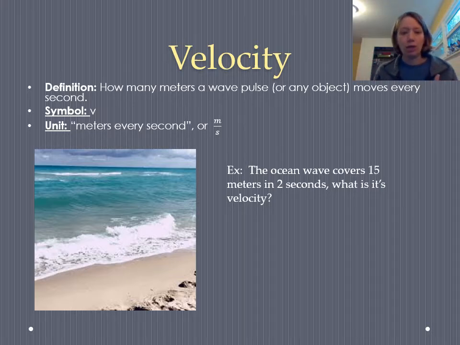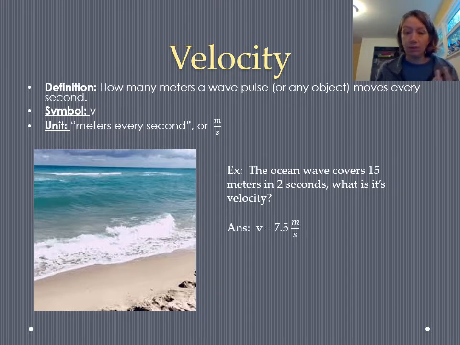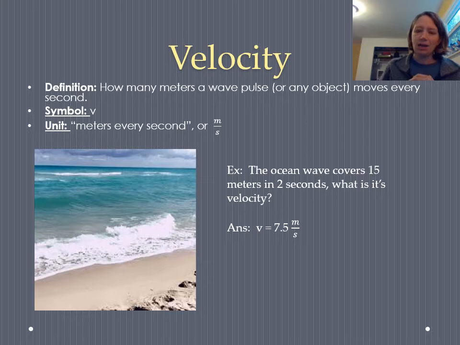You need to use the information in the word problem to figure out what the velocity is. Of course, we know that the velocity is meters we cover every second. So if we cover 15 meters in 2 seconds, the velocity is going to be 7.5 meters every 1 second, right? So it was 15 meters on top of 2 seconds. That simplifies down to 7.5 meters a second.